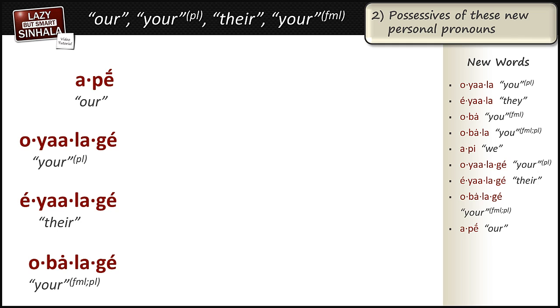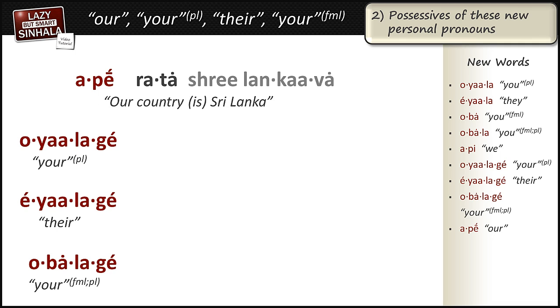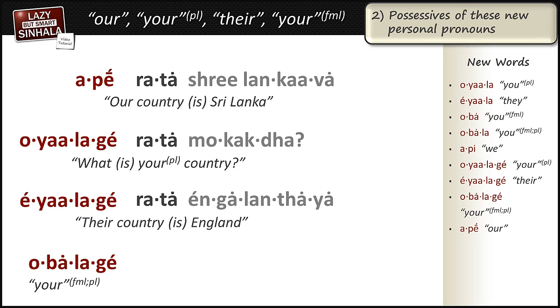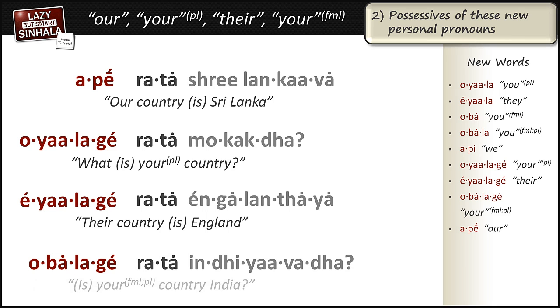To put them in sentences, we can now substitute these new possessives into sentences that we saw in previous episodes. For example, we could say Ape rata Sri Lankava, which means our country is Sri Lanka. We could ask a group of familiar people, Oyalage rata mokakda, which means what is your country? Similarly, Ealage rata Engalante means their country is England, and we could ask a group of unfamiliar people, Obalage rata Indiavada, which means is your country India?